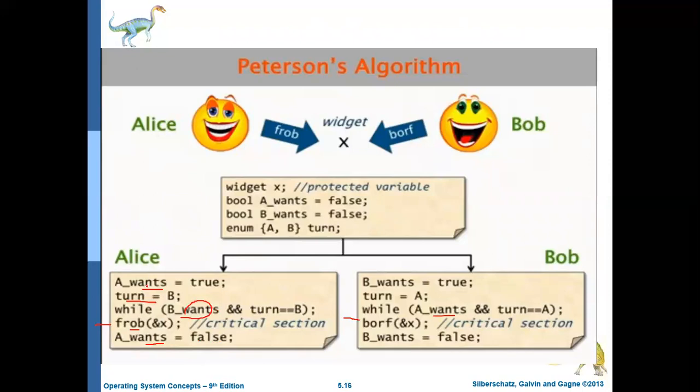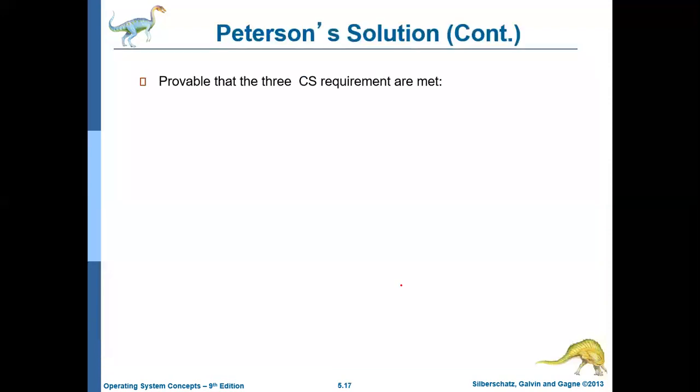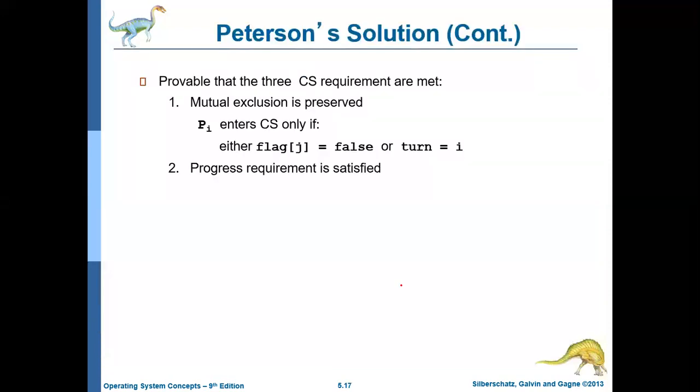But say immediately Alice wants to enter the critical section again, but Bob doesn't want to. Then Alice will come and set A wants equal to true and turn equal to B, but still B wants is false. So Alice can continuously access the critical section if Bob doesn't want to access it. Are you getting it? If Bob wants to access the critical section, then first Alice will access, then Bob, then Alice, and then Bob. By that it ensures progress.